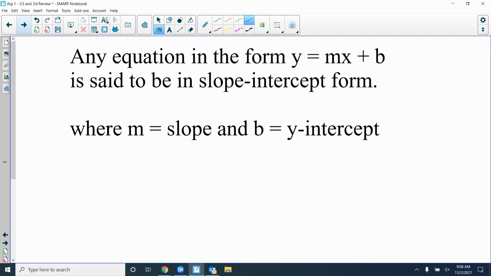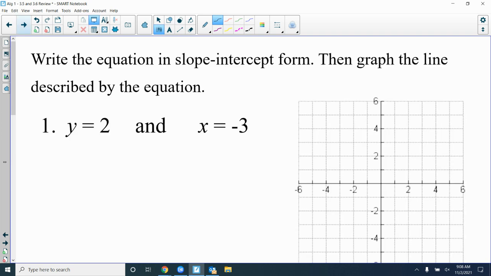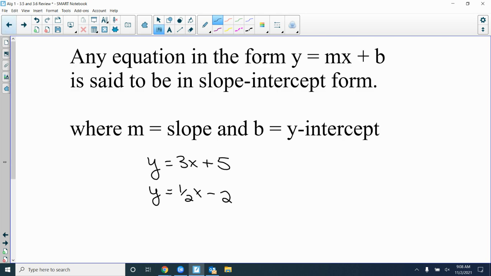So anytime you got that form, if we got y equals 3x plus 5, 3 is my slope, 5 is my y-intercept. Y equals 1/2 x minus 2, 1/2 is my slope, negative 2 is my y-intercept. Okay, so we've talked about that. All right, write the equation in slope-intercept form.